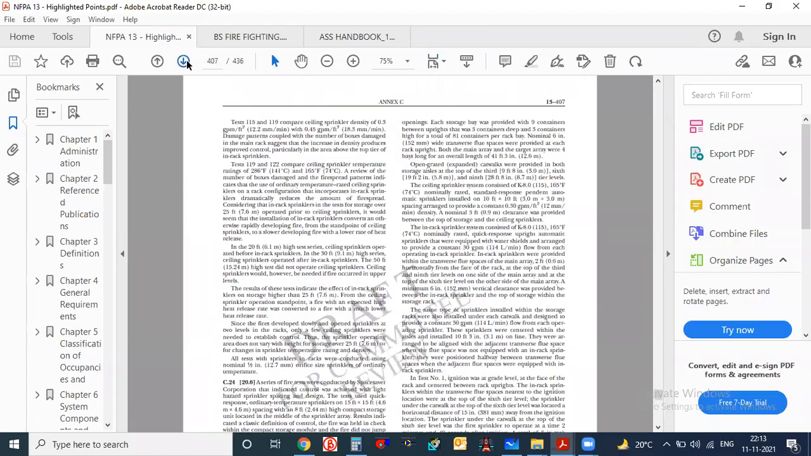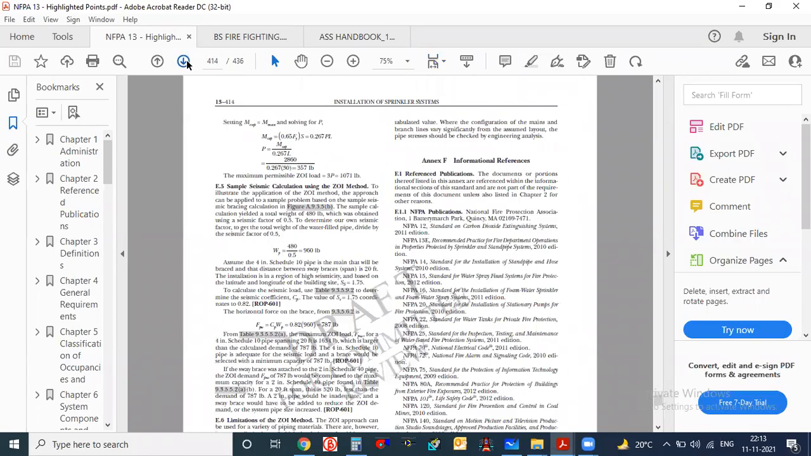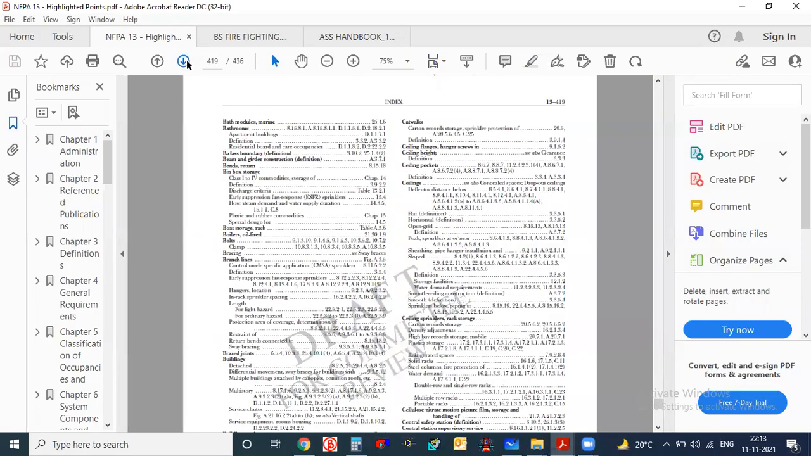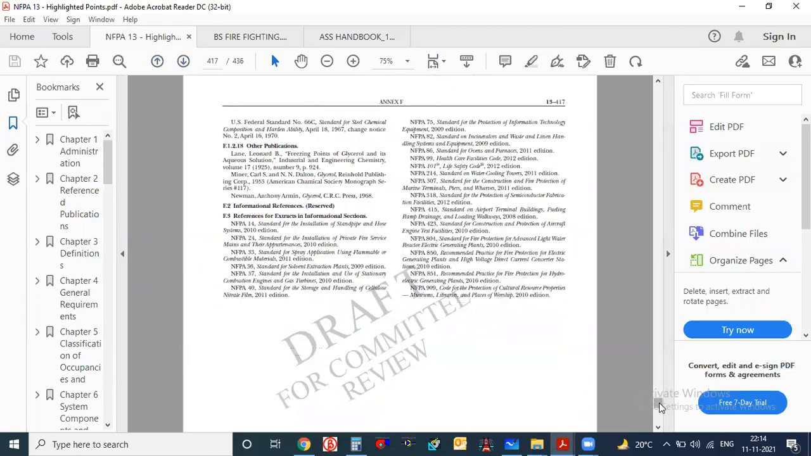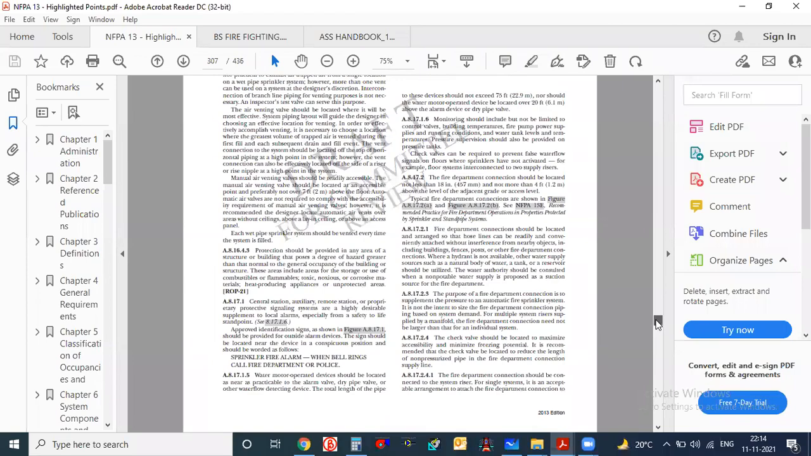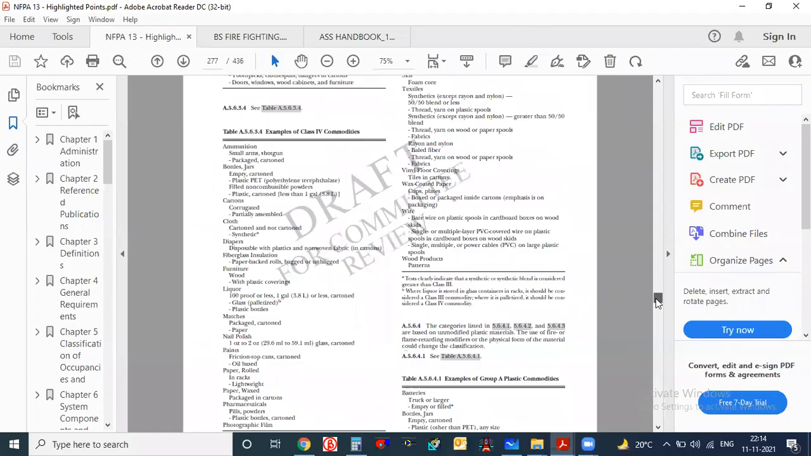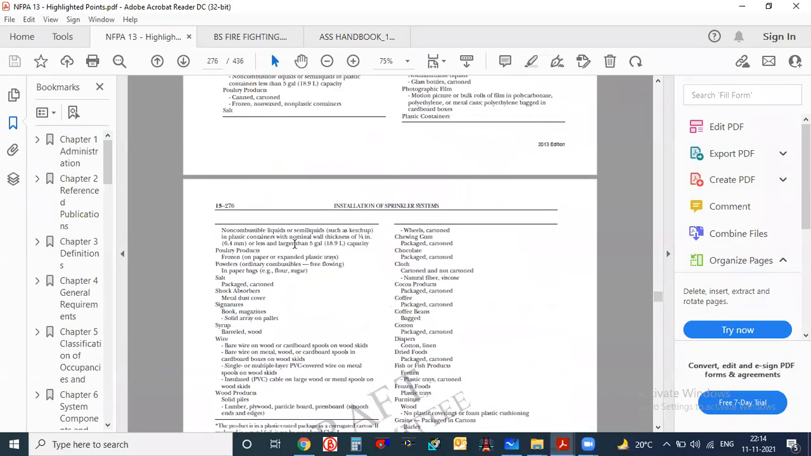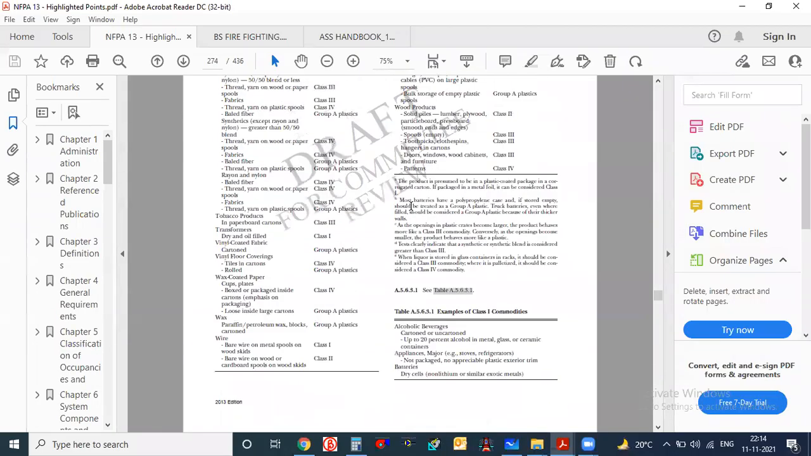Let us check. Some annexures are given actually. Is not given here. Somewhere it is given. You have to just check it. They have mentioned about the type of. See here, they have given examples. Example of class 2, class 1 commodities.